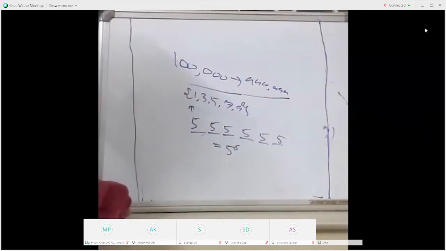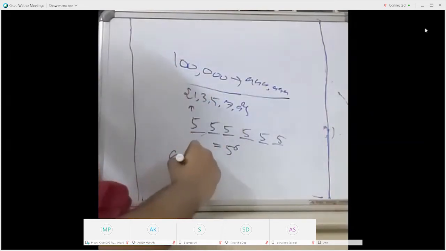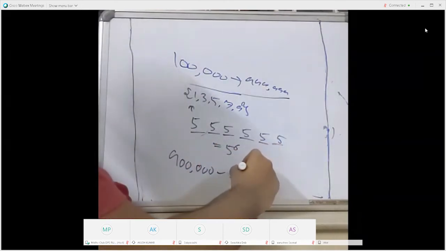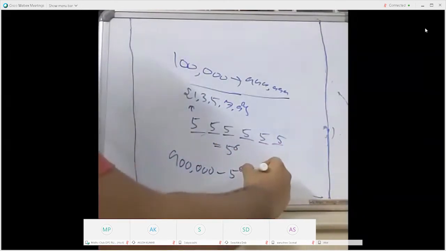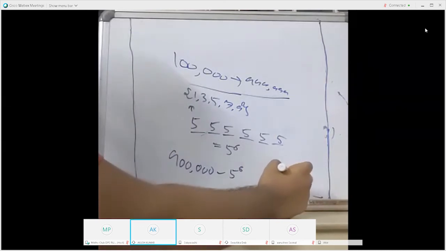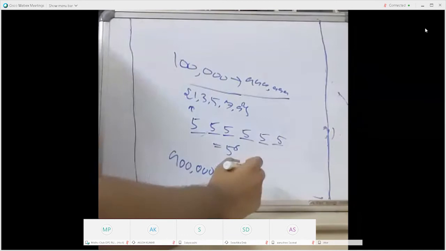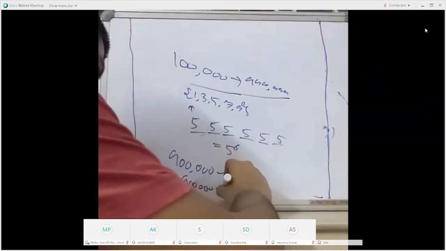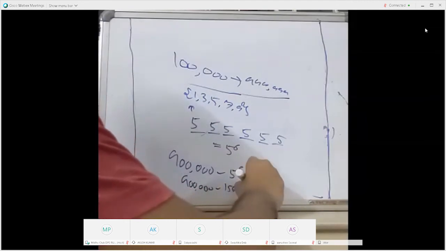Then it will be 900,000 minus 5 to the power 6. 5 to the power 6 is what? 5, 25, 25 cubed, that's 625 into 25, yeah, 15625. So that's 900,000 minus 15625, whatever that comes to.